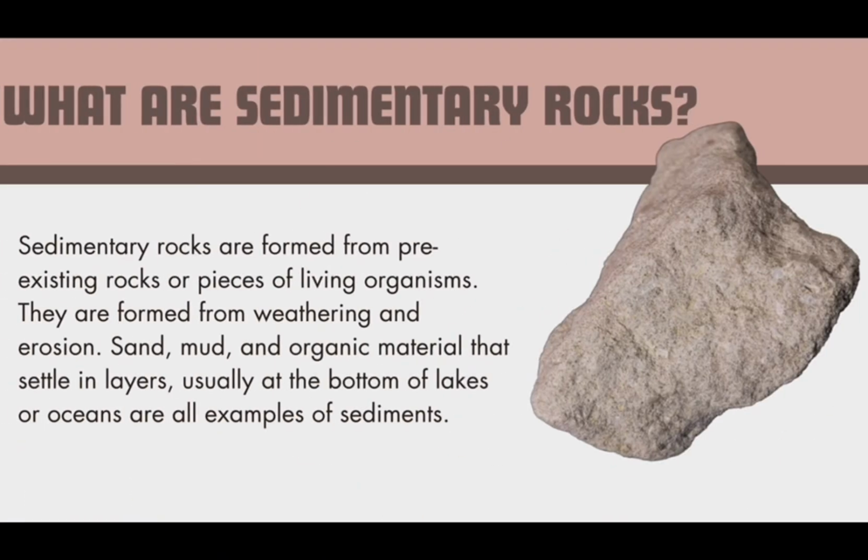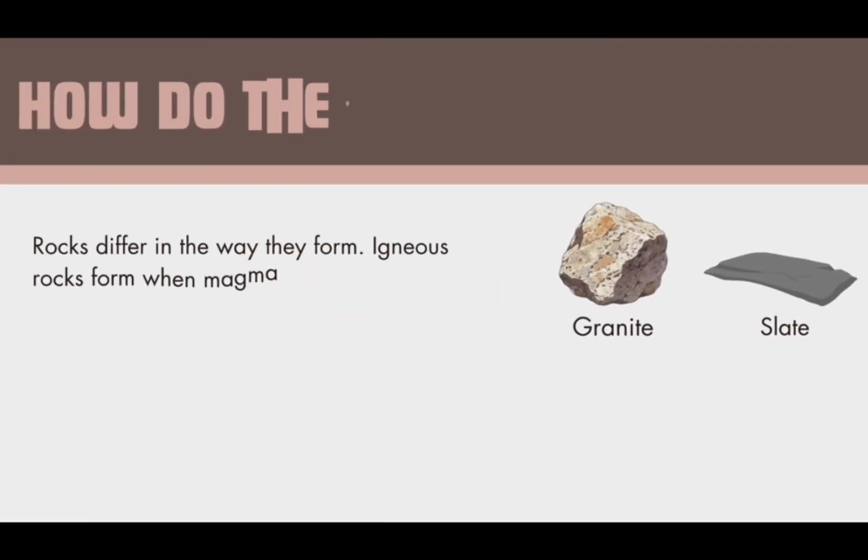What are sedimentary rocks? Sedimentary rocks are formed from pre-existing rocks or pieces of living organisms. They are formed from weathering and erosion. Sand, mud, and organic material that settle in layers, usually at the bottom of lakes or oceans, are all examples of sediments. How do they differ?